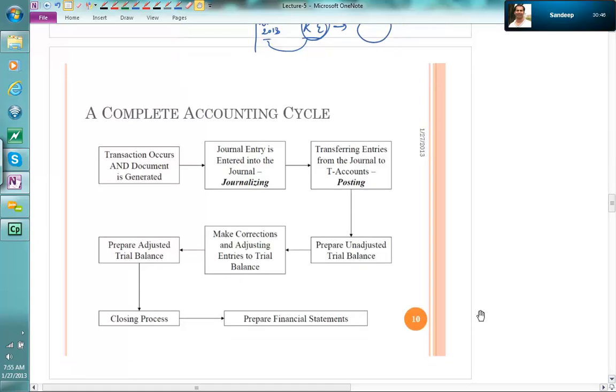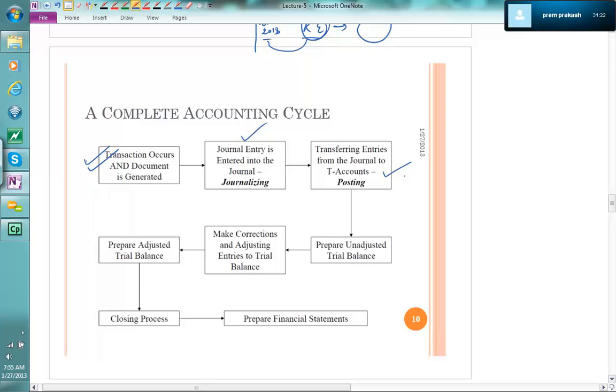So let's look at a complete accounting cycle. Whatever accounting cycle we have been showing you, there are minor tweaks to it. First of all, this part is clear to everybody: a transaction occurs and the document is prepared for that particular transaction. Then we have the journal entry, or we say the data is entered into the daybook. Then we talk about posting. Data from the journal goes into the general ledger. That is called posting.